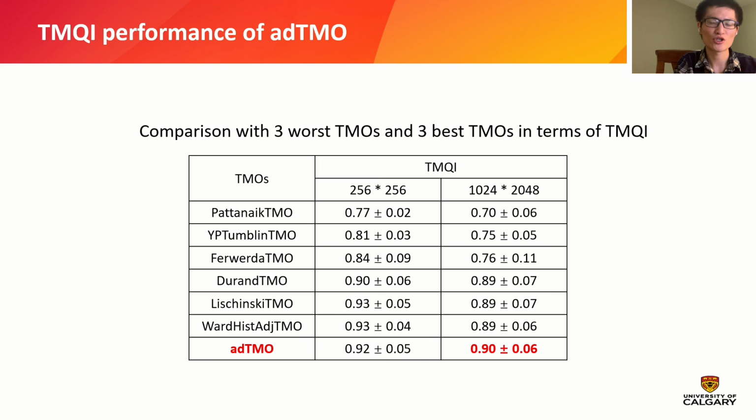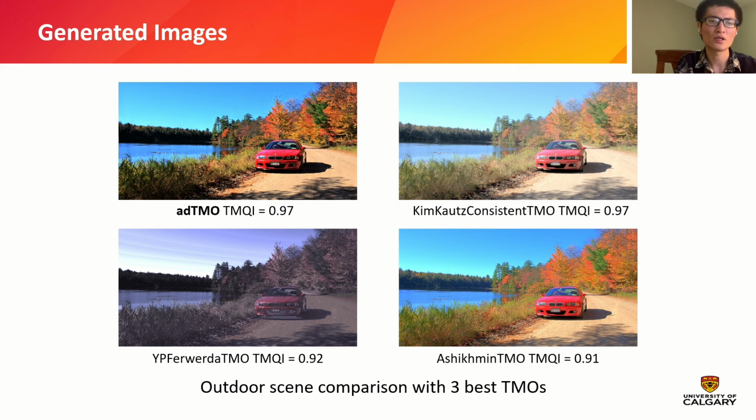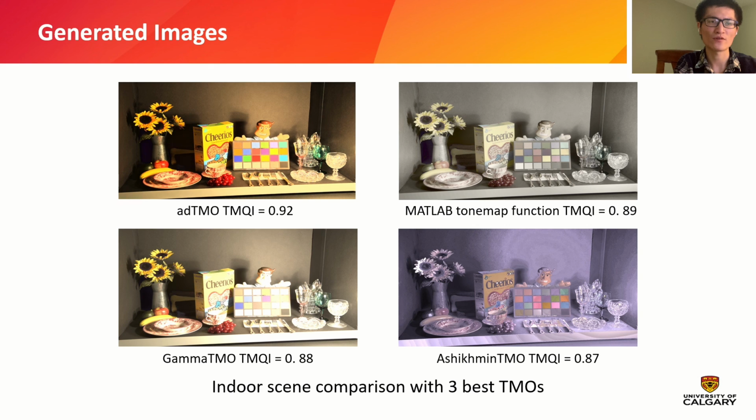This table shows the average TMQI of LDR images after applying TMOs to the 105 HDR images in the testing databases. And here I show the 3 worst and 3 best TMOs for comparison. Our adTMO outperforms all other TMOs when generating high-resolution images. In this page, I show an example of an outdoor scene compared with the 3 best other TMOs. Our adTMO has the highest TMQI. In this page, I show an example of an indoor scene compared with the 3 best other TMOs. Our adTMO has the highest TMQI and also doesn't suffer from the contrast problem.